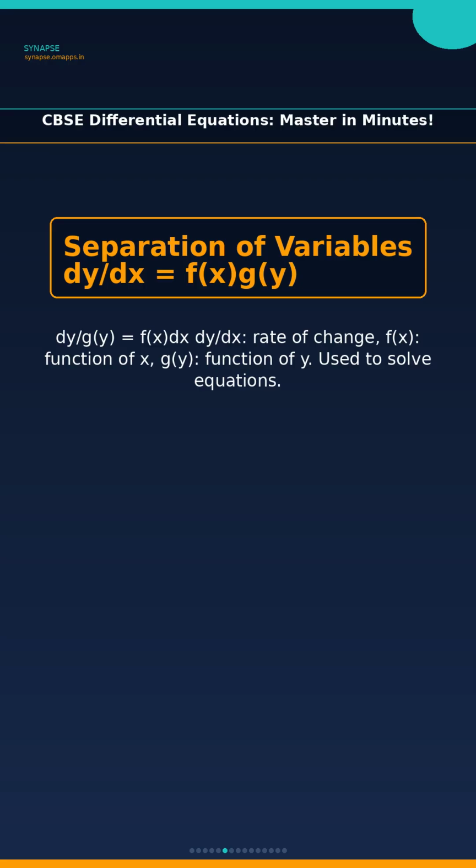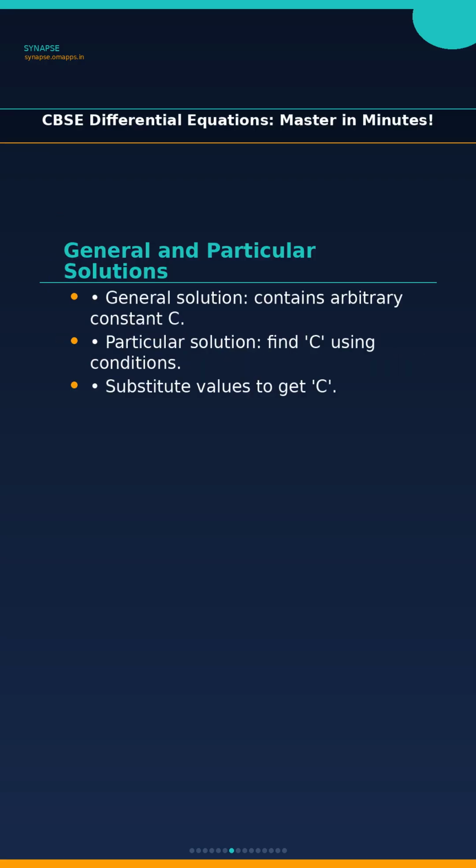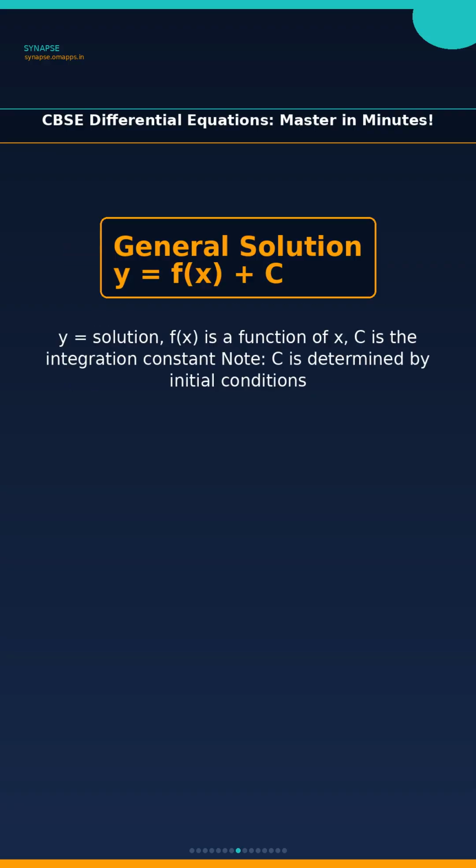y respectively. Okay, when we solve differential equations, we get two types of solutions, general and particular. The general solution has that arbitrary constant, c. To get a particular solution, you need some extra information, like initial conditions. And here's the general solution formula. y equals f(x) plus c, where y is the solution, f(x) is a function of x, and c is the integration constant. This c is determined by initial conditions, so don't forget that.